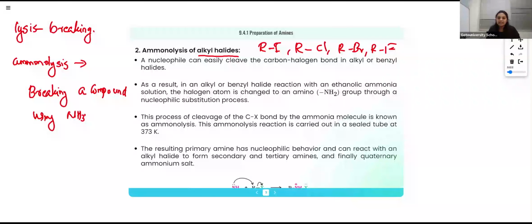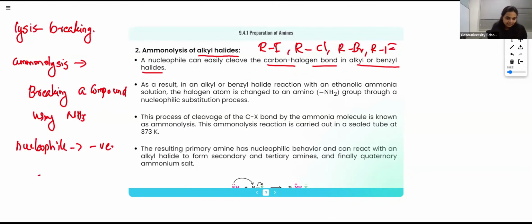A nucleophile can easily cleave the carbon-halogen bond in alkyl or benzyl halides. What is a nucleophile? As I told you, nucleophile means they like the nucleus, which means they have a negative charge. A nucleophile can easily cleave the carbon-halogen bond in an alkyl or benzyl halide.